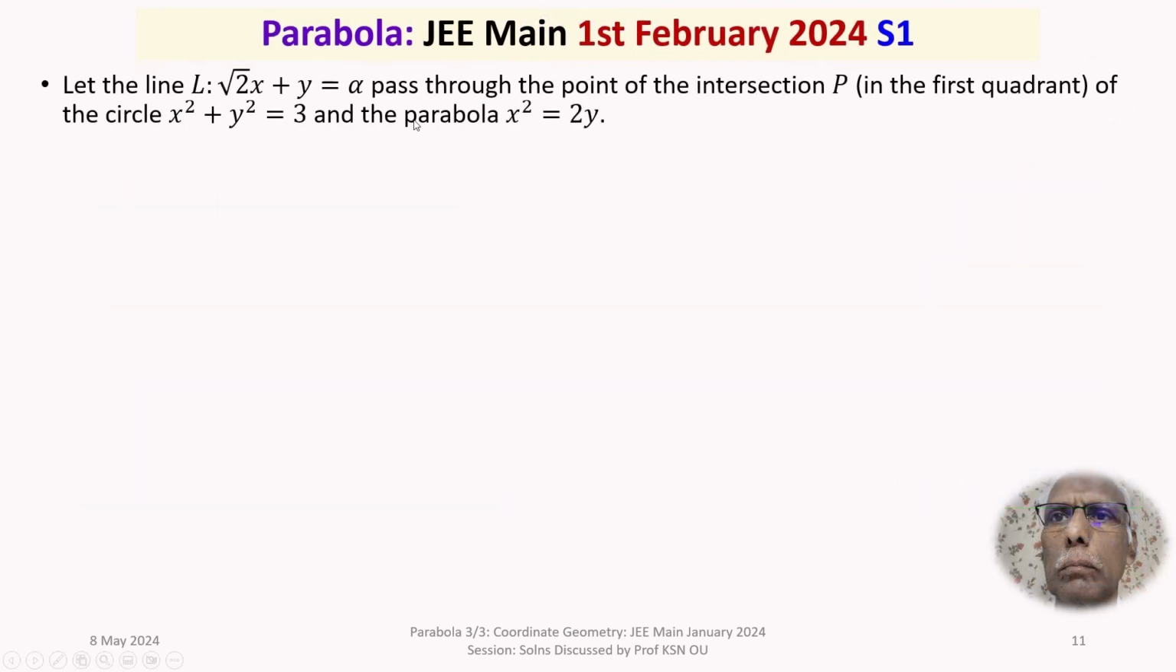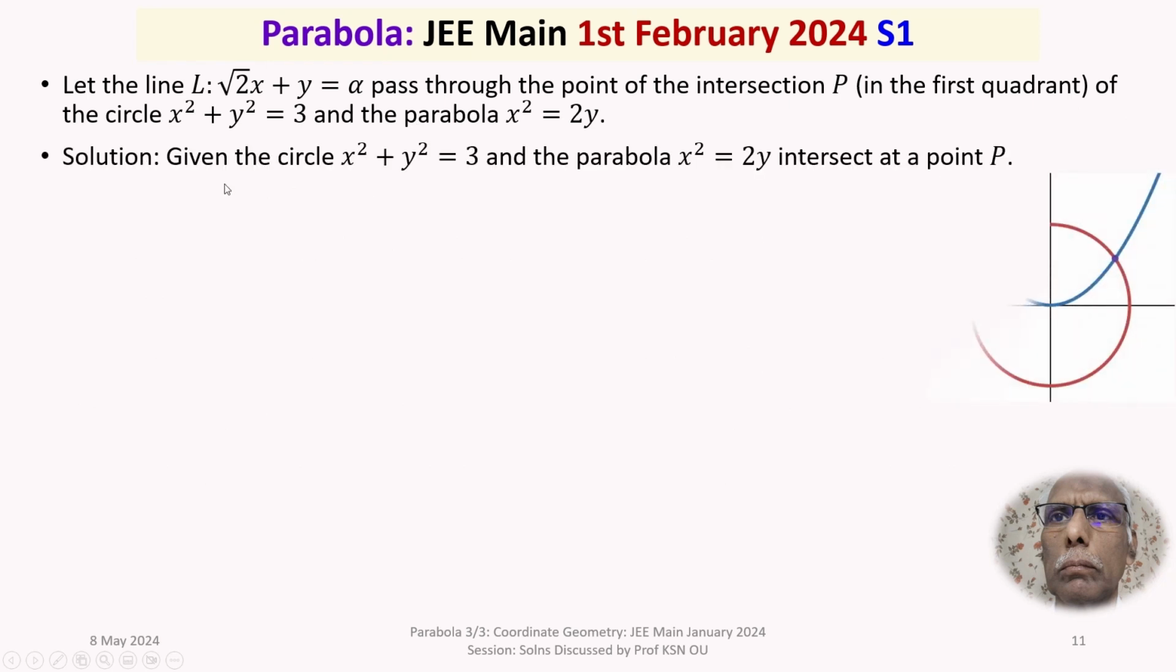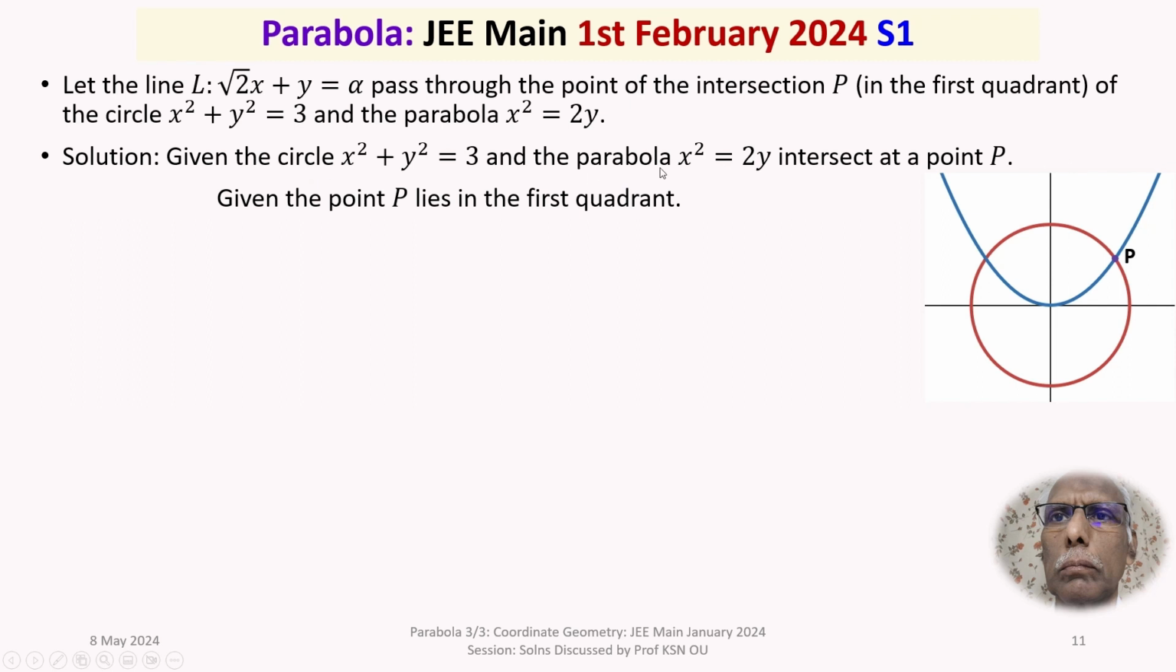This is the first part. So, given the circle x square plus y square is equal to 3 and the parabola x square is equal to 2y, they intersect at the point P. And you have to consider that point which lies in the first quadrant. So, given the point P lies in the first quadrant, we have to consider this point P. So, let's take these two equations and find the point of intersection. So, circle equation, parabola equation.